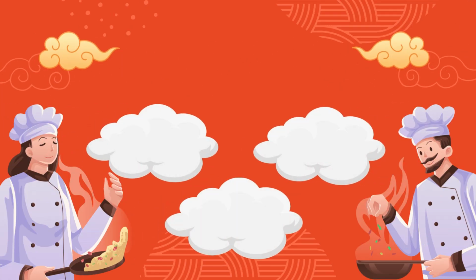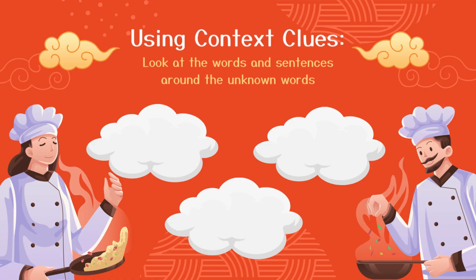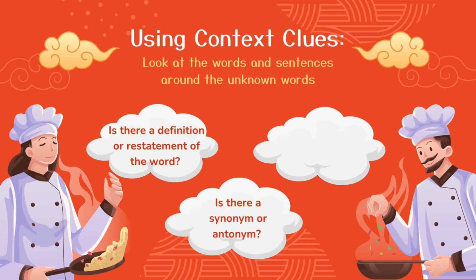The first way to identify the meanings of unknown words would be to use context clues. That just means to look at the words and sentences around the unknown words and try to make meaning. You can ask yourself the following questions. Is there a definition or restatement of the word somewhere? Is there an antonym or synonym I can find? Or do I need to guess from the details? Using context clues is incredibly helpful because you will always come across words you don't know, especially on tests like the SAT.